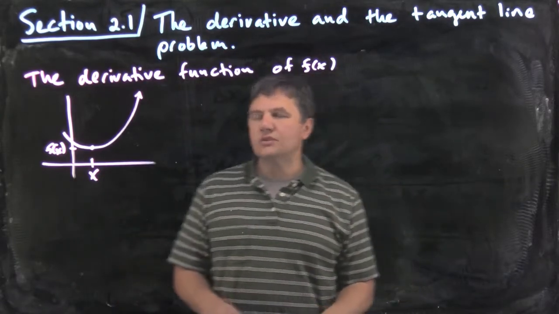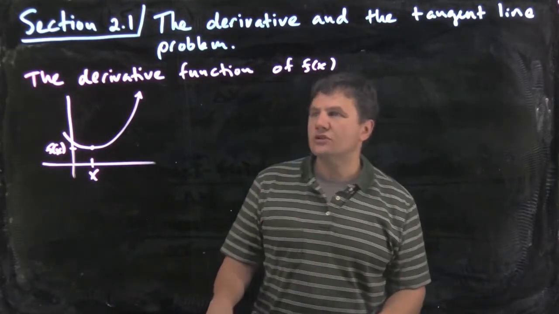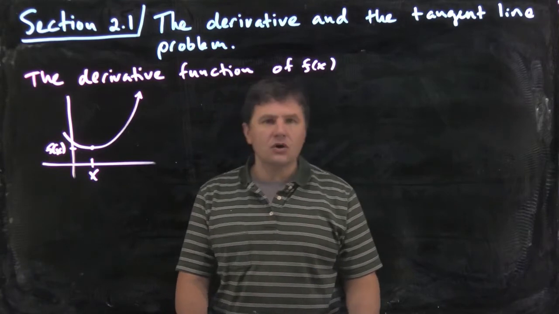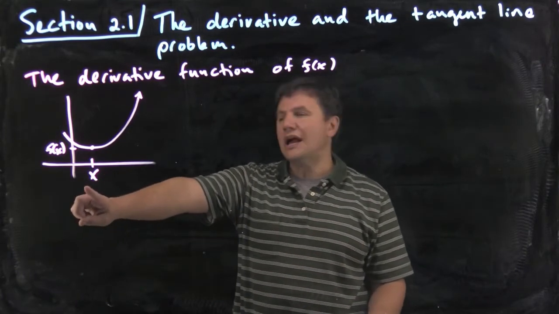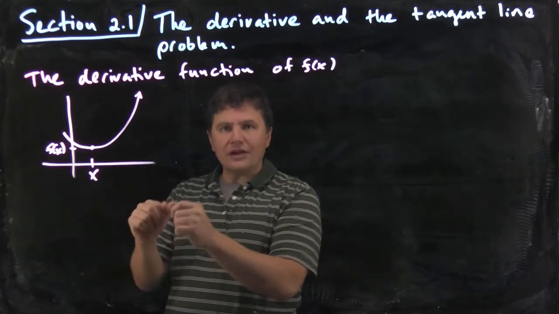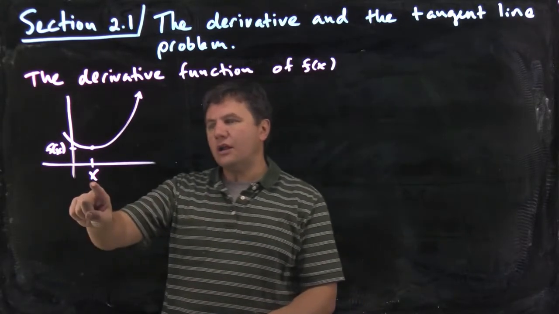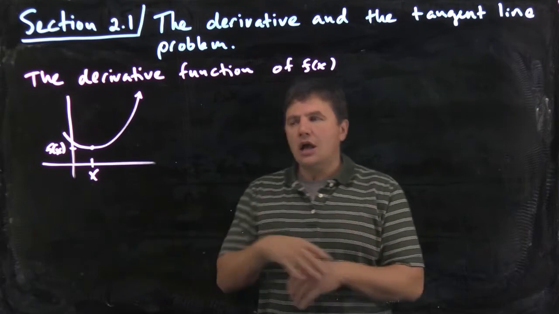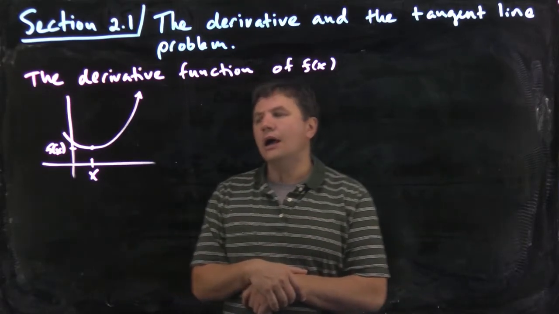Okay, so now we're going to generalize this process, and we're going to talk about the derivative function of f of x. All we mean by the derivative function is we're not looking at a particular value. Last time we were looking at a particular value, x equals c. Here we're talking about x being any value, so we're talking about a variable situation.